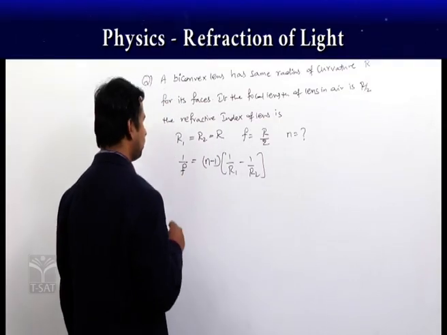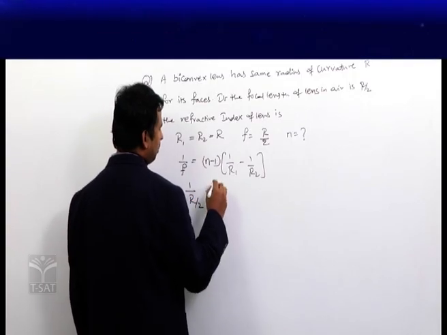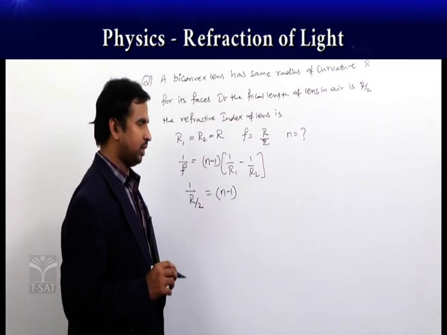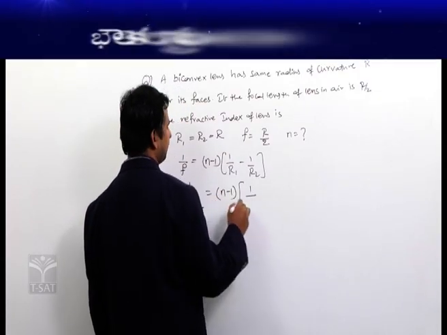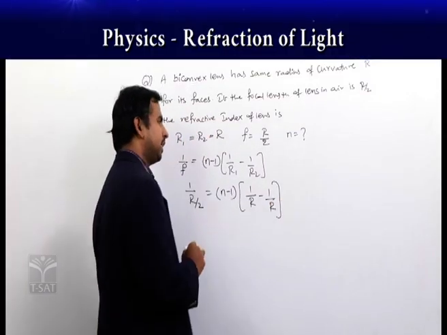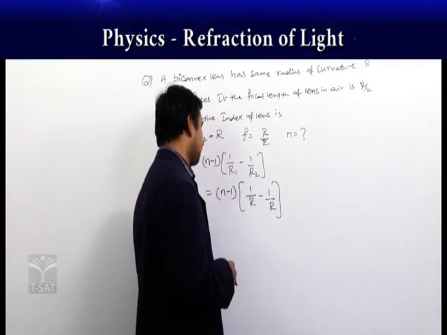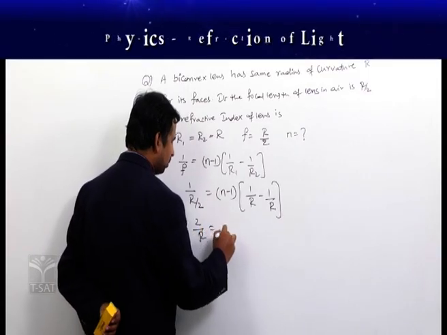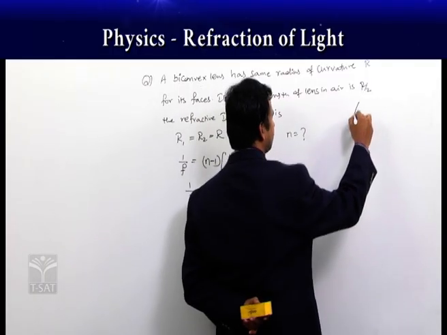Then if you substitute the given values, 1 by f is equal to 2 by R, is equal to n minus 1, we don't know how much n is, where n is the refractive index, and 1 by r1, the radius of curvature is taken as R, minus 1 by r2. In that case also we are taking the radius of curvature as R. Then in this case, if you apply the sign convention, bringing this 2 to the numerator, then 2 by R is equal to n minus 1 of, as given it is a convex lens.